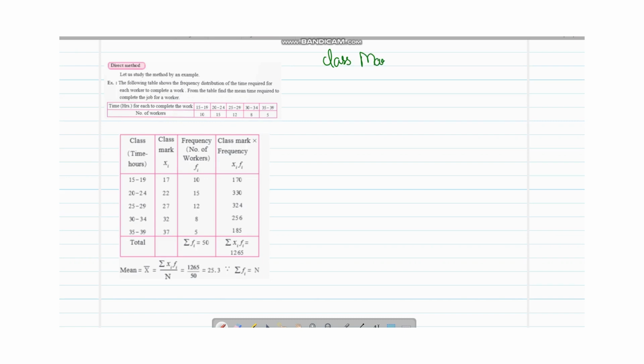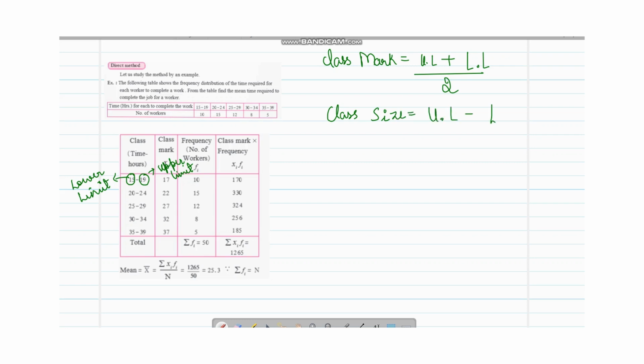Class mark is, there are two limits. One is the upper limit and one is the lower limit. So in the given class, this will be your lower limit and this will be your upper limit. Write down this. Then class mark will be upper limit plus lower limit divided by 2. So you are going to find the class mark by adding both the limits divided by 2. If the question is what is the class size? Class size will be upper limit minus lower limit.